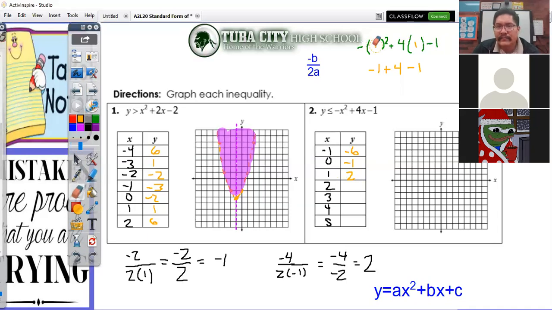All right, next number. 2. So 2 squared is 4. So this would be -4 plus 8 minus 1. So I'm going to put my 2 negatives together. So this is -5. So 8 minus 5 is 3.